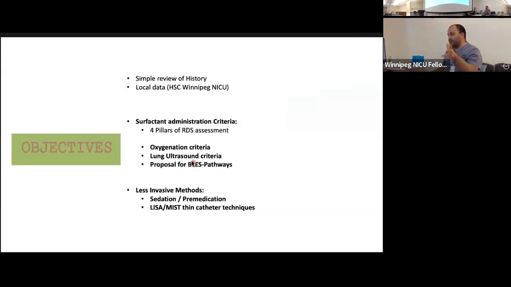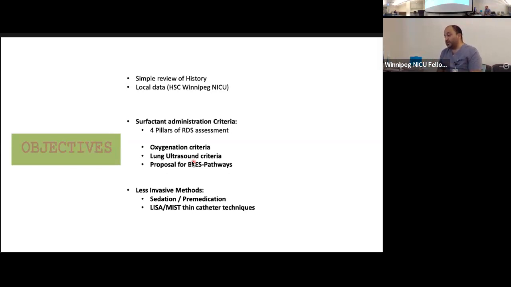So, the 3 main objectives. The first one would be a simple review of the history and the local data here in HSC. I apologize for not presenting Symphonifis data. Although I collected the number of cases, I did not have enough time to go into detail through the charts of the patients and gather further information. But I think it's going to be a primary start for the next work by the Lung Health Committee, and I will deliver all of this data I've collected to the Lung Health Committee to continue the work.